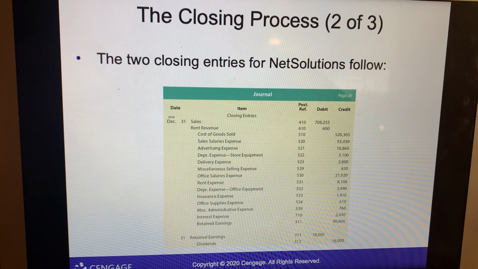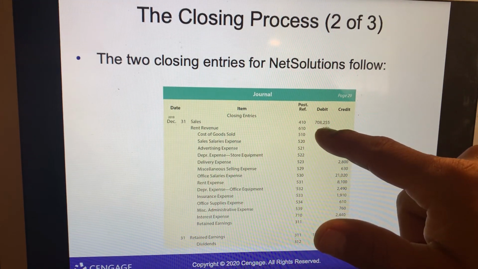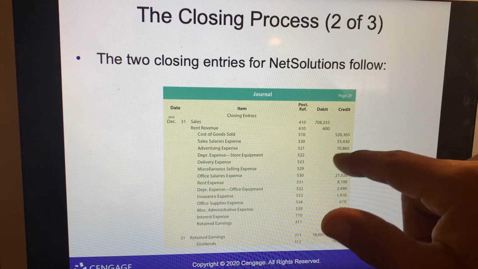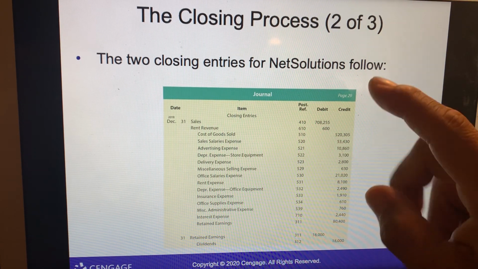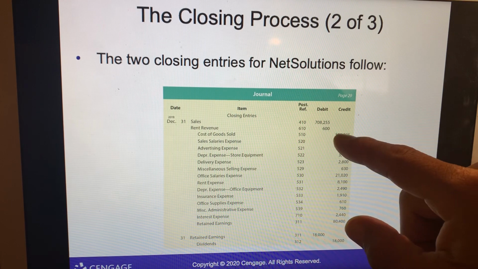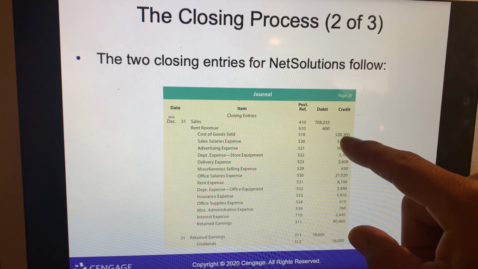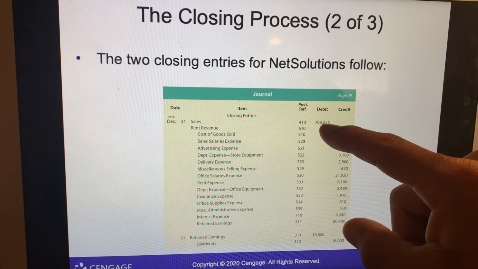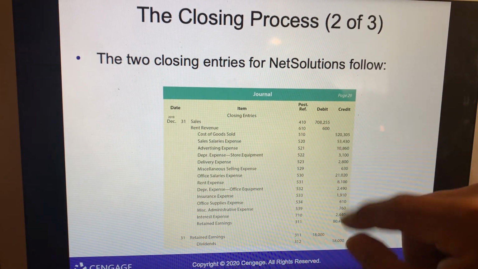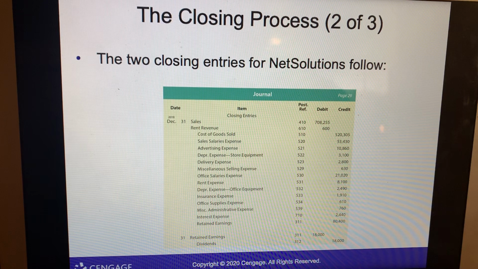So the closing process, here it is. These are the debits, and these are the crediting of these accounts. Keep in mind, on the previously, these are balances that we have, and these are debit balances, and these are credit balances. But when we close them out, that's where we're closing these accounts out. And same with our retained earnings and dividends.